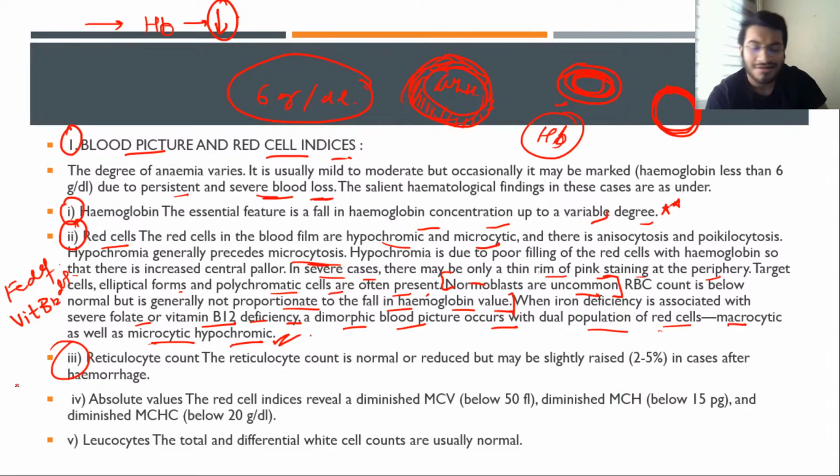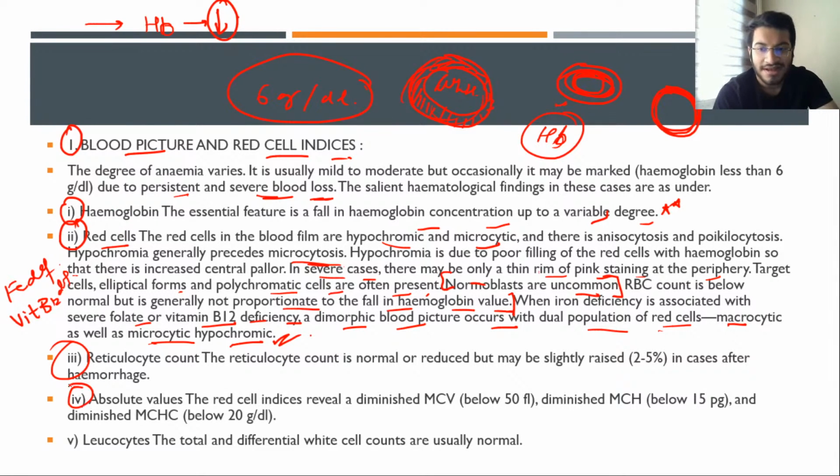Reticulocyte count. The reticulocyte count is normal or reduced, but it may be slightly raised in the cases after hemorrhage. So in hemorrhage there would be increase in the demand, and the bone marrow cannot fulfill the demand so quickly, so whatever reticulocyte forms are there will come out.